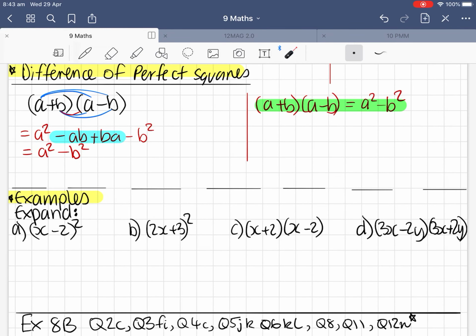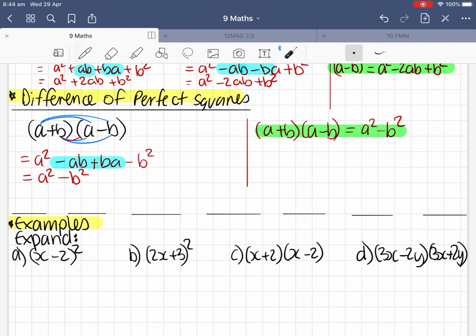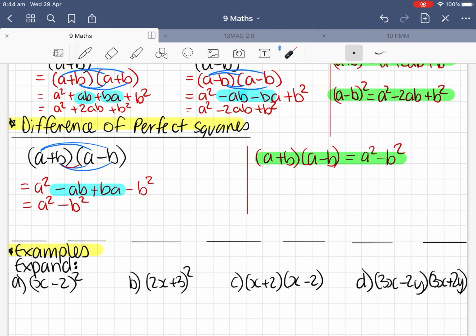Okay, so let's get stuck into some examples. Our examples down here include a perfect square and difference of two squares examples. All right, so let's do them together. Remember, for each one I'm going to expand with the distributive law, but with this one here, I'm just going to use the rule that we learnt up here.